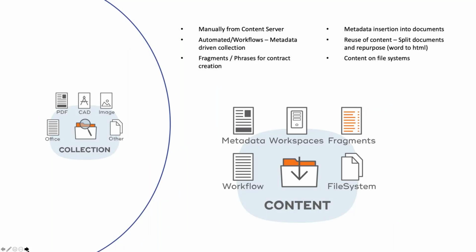Thanks, Tom. So the first stage is the collection of the content. That could be done manually from Content Server. It could be done in an automated fashion using, for example, Content Server workflows, and you would use metadata-driven collection in that case. You can pull fragments and phrases for creating contracts. You can also insert metadata from workflows, documents, Content Server itself into those documents. And you can reuse pieces of documents and repurpose them, for example, in websites. And finally, you can actually pull documents and content from your file system.